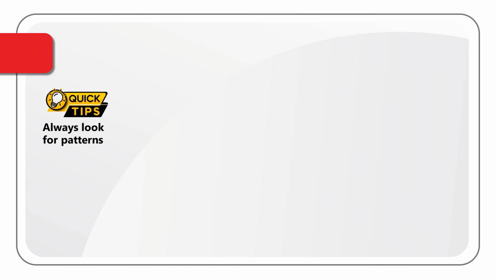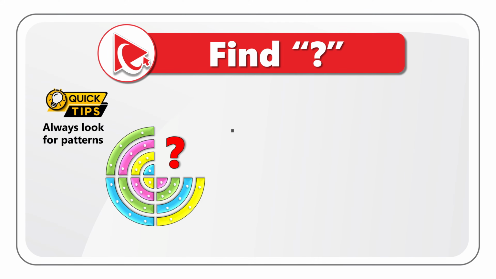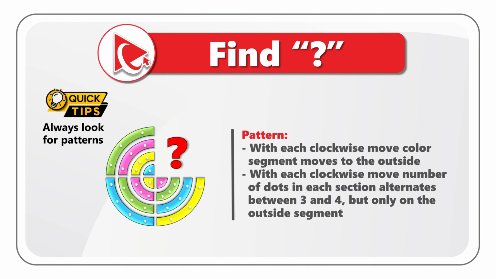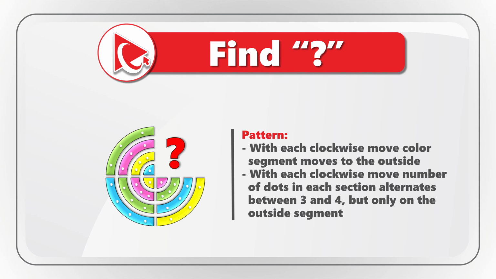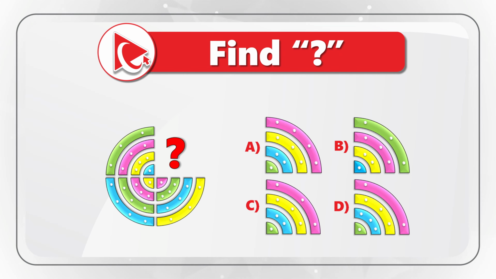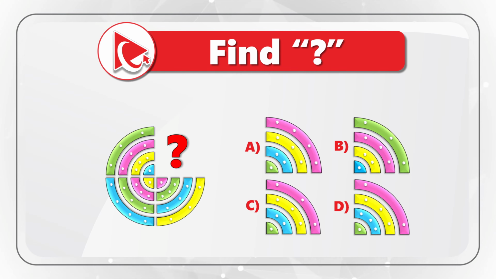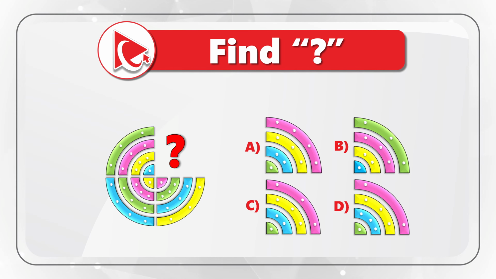If you're a frequent visitor to this channel, which you probably are, you are well aware that to solve these types of challenges, you need to understand the pattern. And the pattern here is that with each clockwise move, color segment moves to the outside. Let's look at the example. For the 3 segments that we see on the screen, let's assign the clock values. For example, we will have 5 o'clock, 7 o'clock, and 10 o'clock sections. Now, let's take a close look at the green section at 5 o'clock. When we move to 7 o'clock section, it becomes second from the outside. And when we move to the 10 o'clock section, it becomes the most outside section.